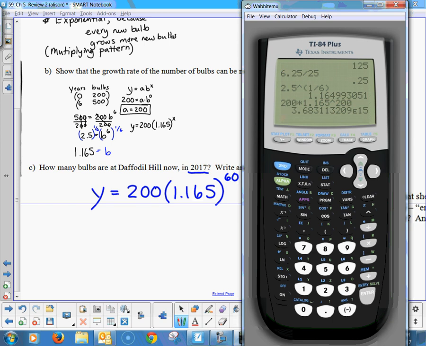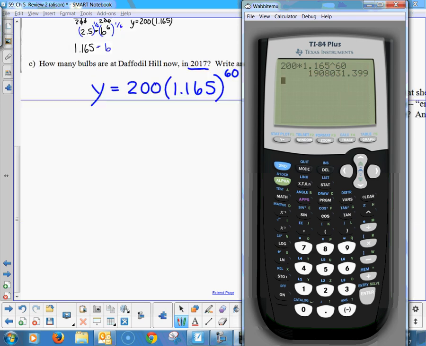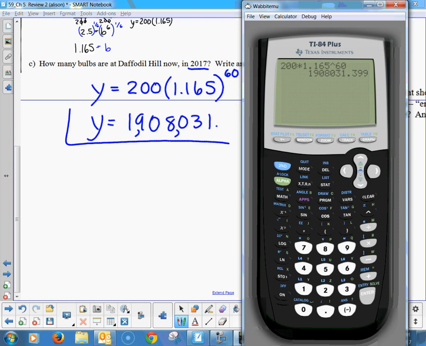Did I? Oh, to the 200. Genius. Okay, 200 times 1.165 to the 60. Enter. Good. Try to make numbers so that you wouldn't have that exponential notation. So I get y equals 1,908,031. Backing up the commas, and it looks like we are at 1.9 million bulbs. Wow, it's a lot of bulbs.